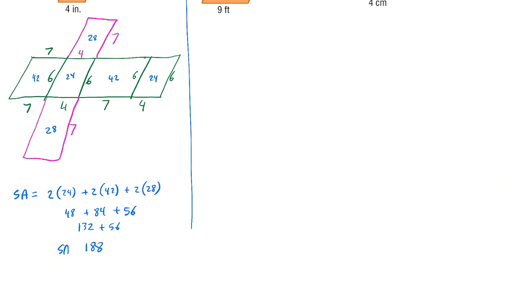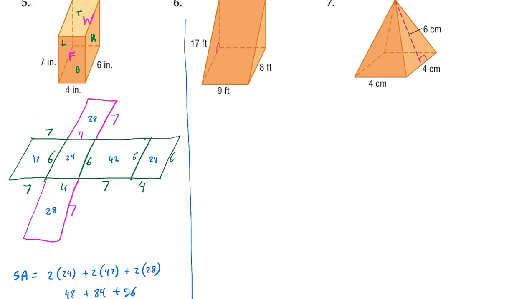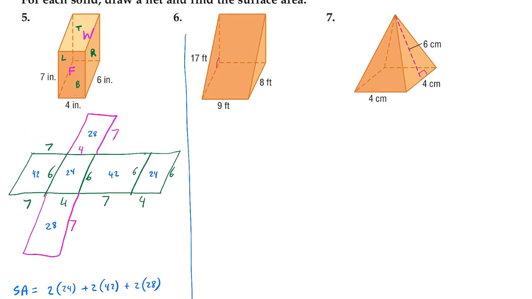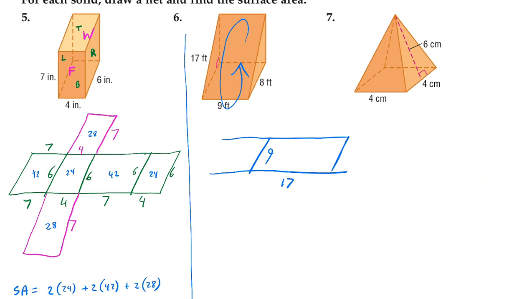All right, the next one. Again, I'm going to stick with unwrapping the lateral faces and leaving the bases sticking out. So I'm going to unwrap, turning it sideways. Here's the 9 side, and then we're going to unwrap the 9. On one side we have a 17, so we have a 17 by 9. That's the top. And then we also have a 9 by 8. Those are connected on the edge of the 9.